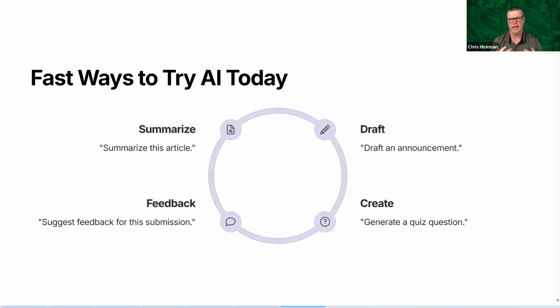You can continue adding more and more context. The more clarity and specificity you provide to the prompt, the better job it does. But you can use it to create things like that. And then provide feedback. You can use it to provide feedback for student submissions, for instance. So these are just some very fast and practical ways that AI can help you accomplish your everyday tasks.